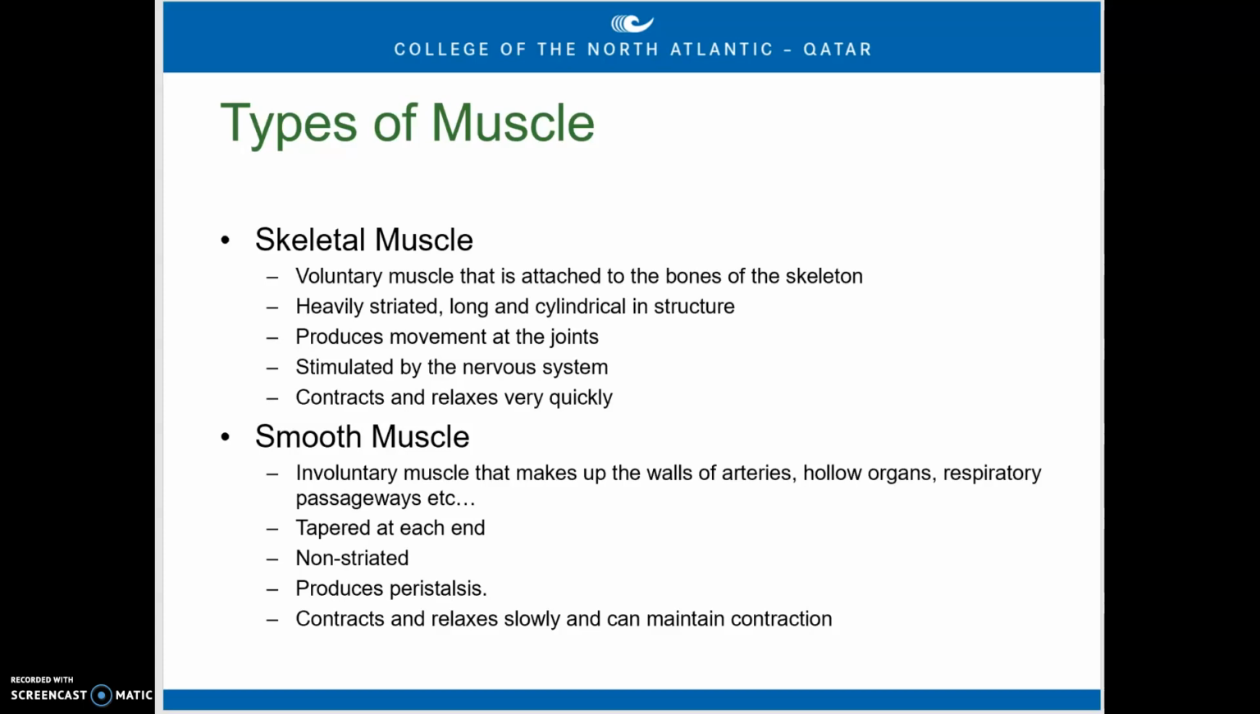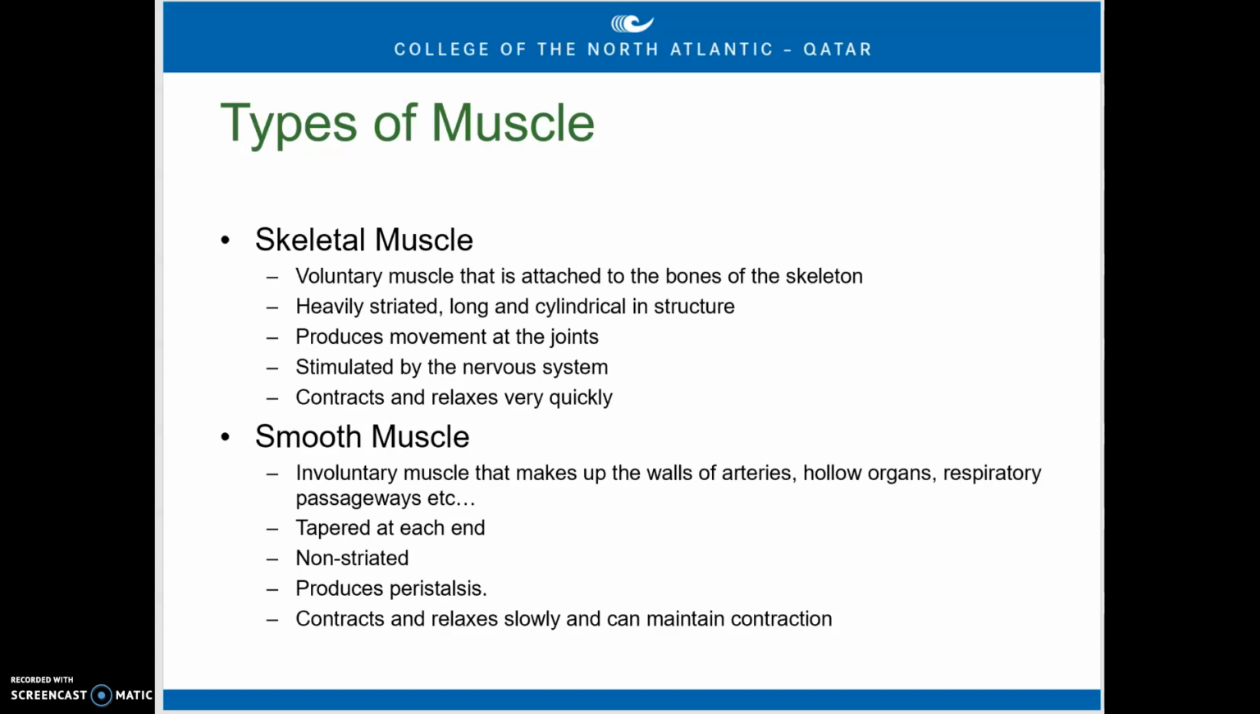The second type of muscle there is smooth muscle, and this is involuntary muscle. Okay, this is stuff that we can't control. It's controlled by parts of our brain that we don't have conscious control over. So we're going to find these muscles in the walls of our arteries, in hollow organs, in respiratory passageways, and the list goes on. Anything that requires movement inside of our body is going to require smooth muscle.